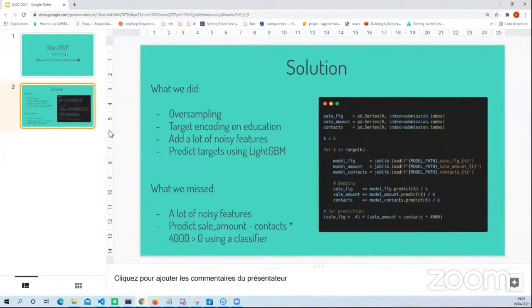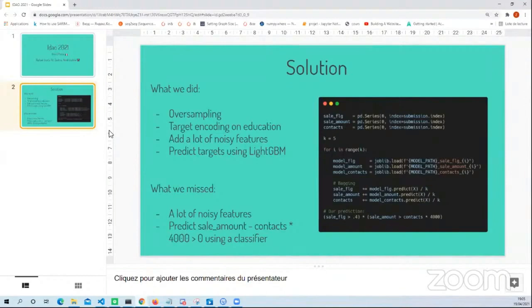So in addition to that solution, we use some classic methods that are used in unbalanced datasets, like oversampling, like undersampling. So we oversampled the one and undersampled the zero. We also use target encoding on the most important feature that we have found, that is education. We add some noisy features using aggregates on the other table. And we also use a classic method like bagging with LightGBM.